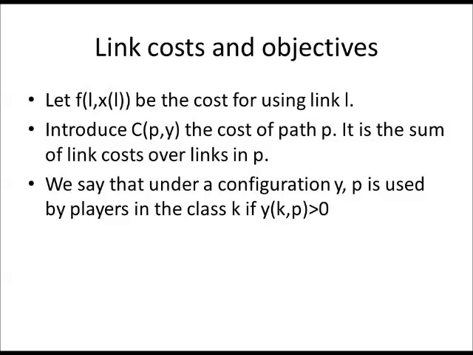We introduce Cp(y) as the cost of path p. Note that this cost depends on the amount of flow sent over all paths that have common links with the path p. Each path can be used or unused by a given class. So we say that the path is used by class k if class k sends a positive amount of flow over this path. Otherwise, we say that this path is unused by k.